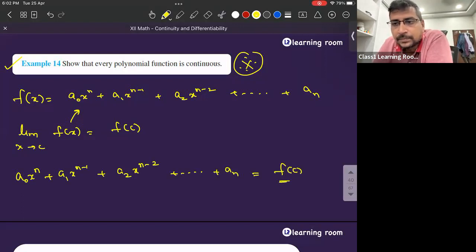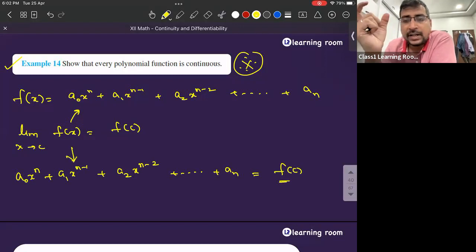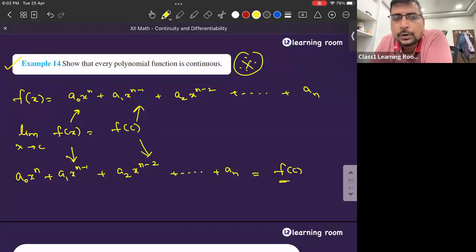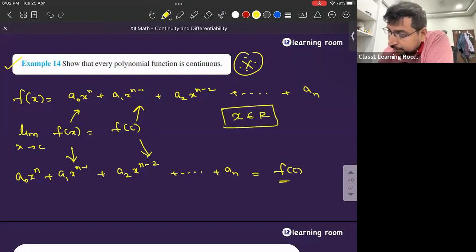Makes sense. So this part I obtained by substituting the limit. If I directly take c and substitute it here, I'll get the same part. So since the limit as x tends to c of f of x is equal to f of c, we can conclude that the polynomial function is continuous throughout its domain. And by the way, what is the domain of a polynomial function? x belongs to R, where I have considered a point c, which is a part of the domain.